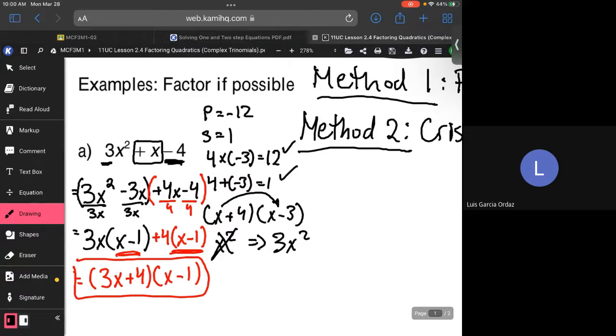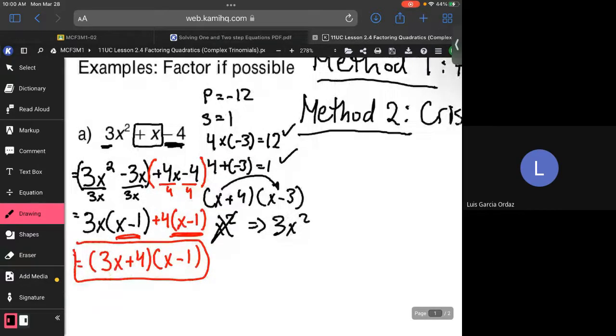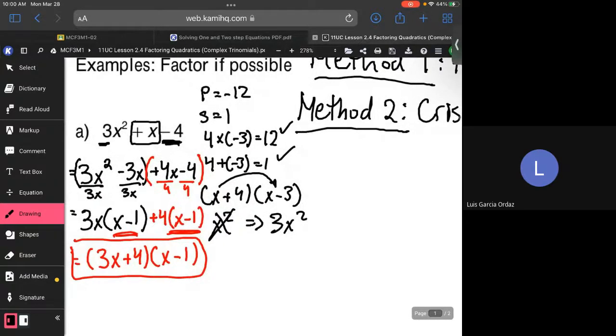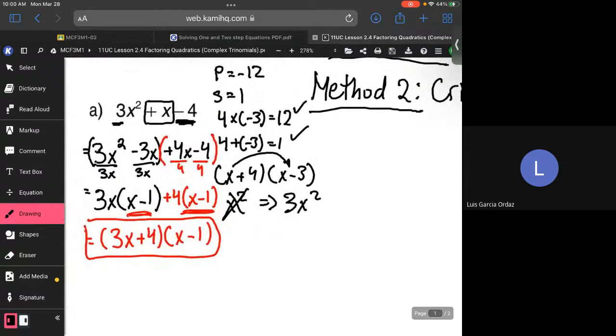So for B, we're going to use our crisscross method. For some of you, it might be easier. For some of you, it might be a bit harder. With the crisscross method, we're just using the numbers at the beginning and at the end. We're not going to worry about the middle number yet. That was factor by grouping, the first one.